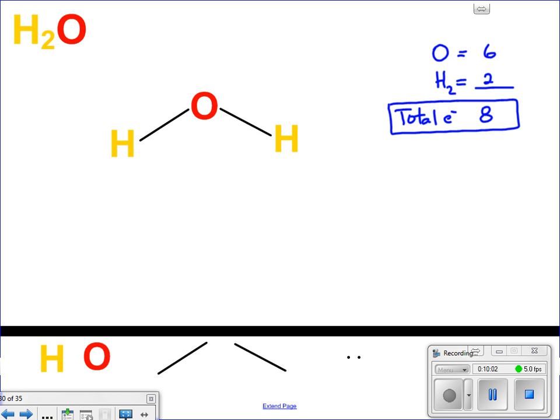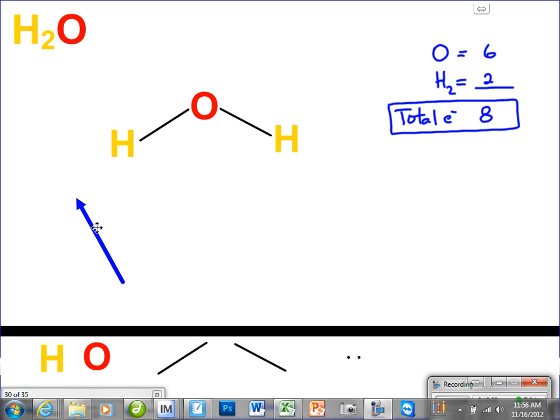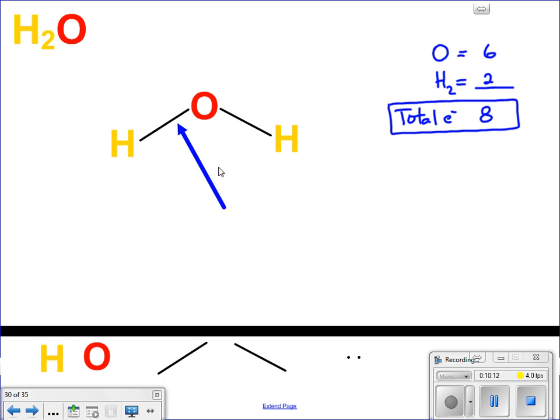So let's see how many I have left. Each of these sticks is going to count for 2. So these little sticks that I'm pointing to, this is 2 and this is 2. So I've used up 4 valence electrons so far. And so what we need to do is subtract those valence electrons from what we had at the total. So I'm going to subtract 4, and these are bonding electrons.